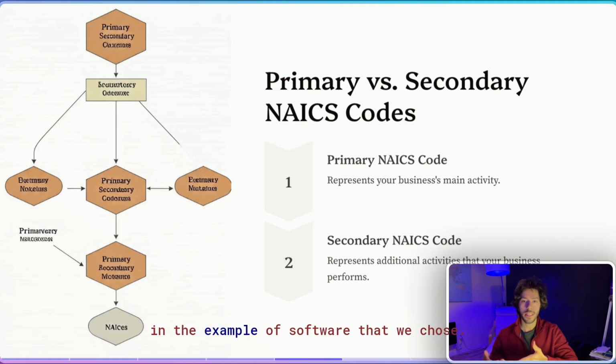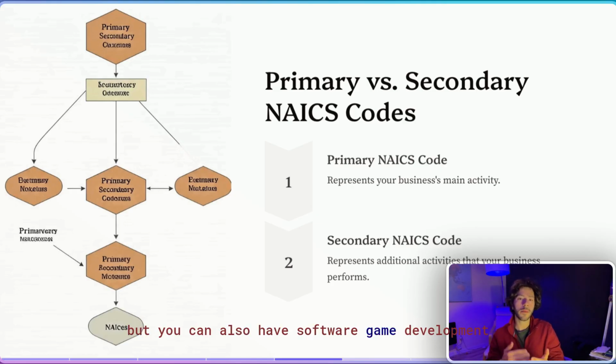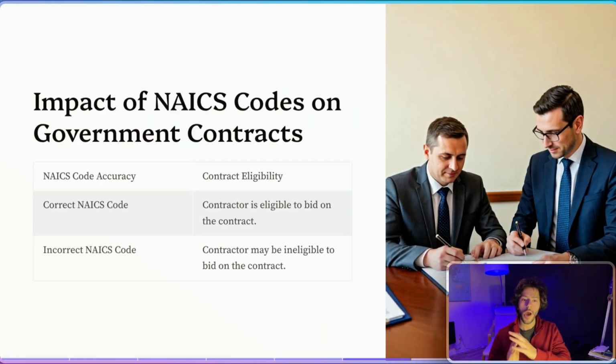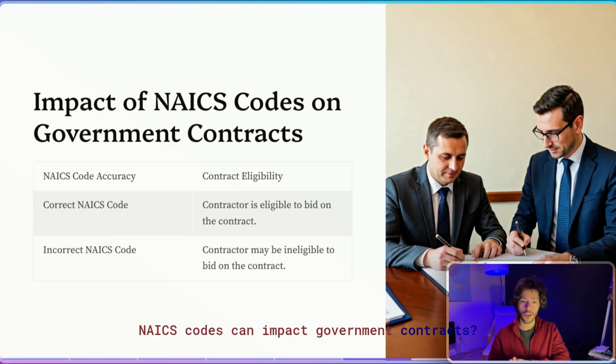And in the example of software that we chose, you can have software development as your primary, but you can also have software game development NAICS code as your secondary. And now you have two options to put in for. So how can NAICS codes impact government contracts? Here's where things get interesting.